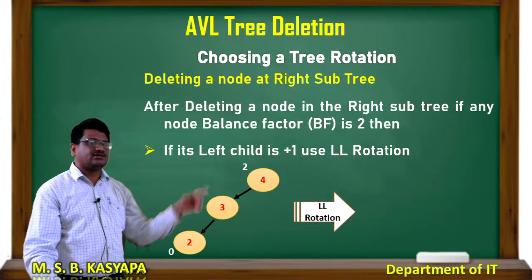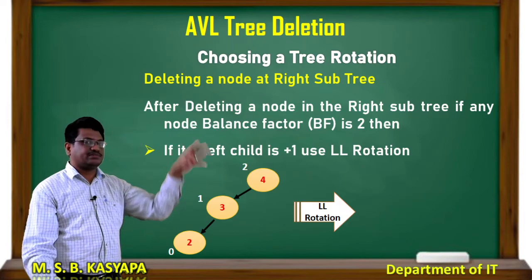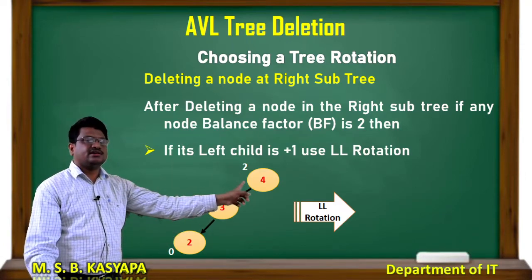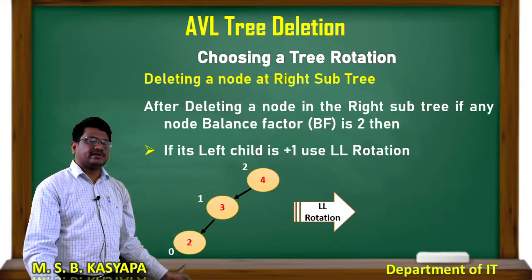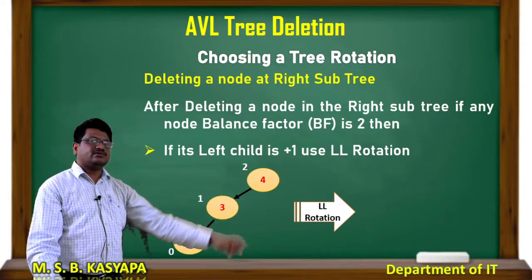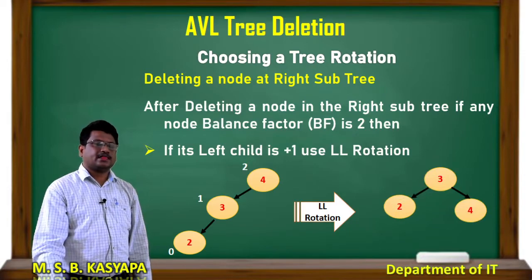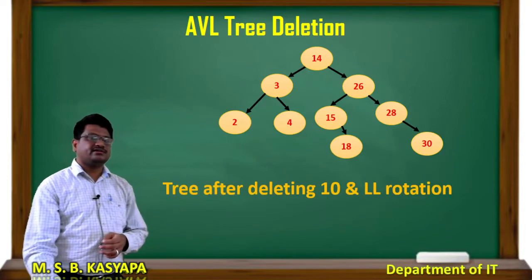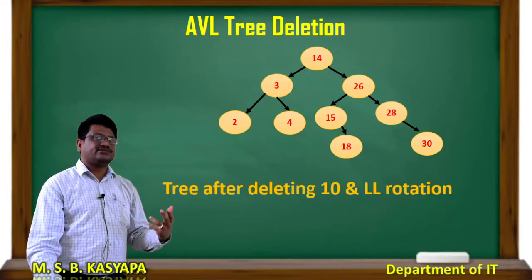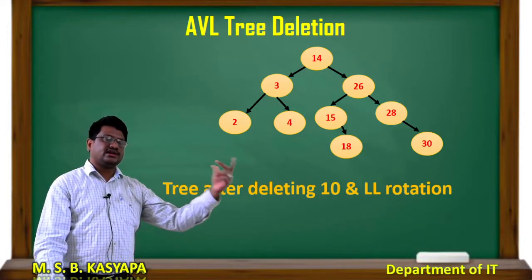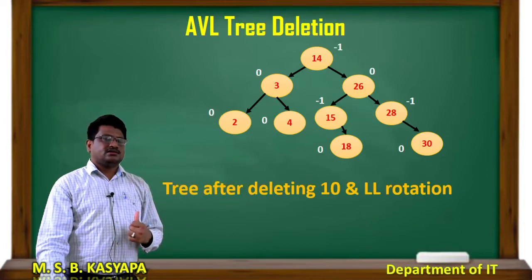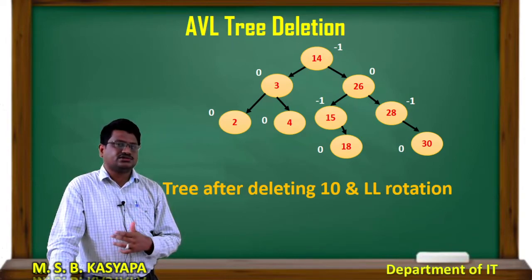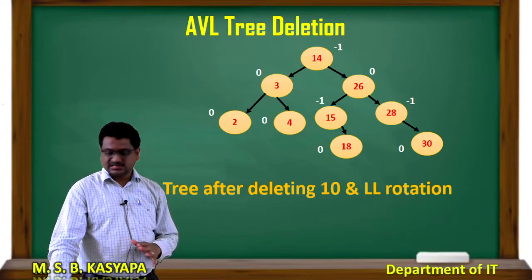If I see the LL rotation, we have already discussed it in the previous slides. LL rotation means first the left child will become the parent node, the left will become the left child, and the parent node will become the right child. Now the tree should be like this. If I substitute it in the main tree, after deletion of 10 and LL rotation, the tree is converted like this. If I calculate the balance factors, all are zeros, ones and -1. So it is an AVL tree.